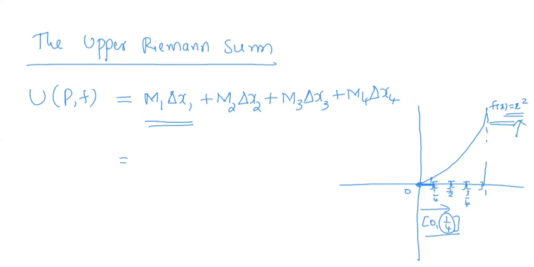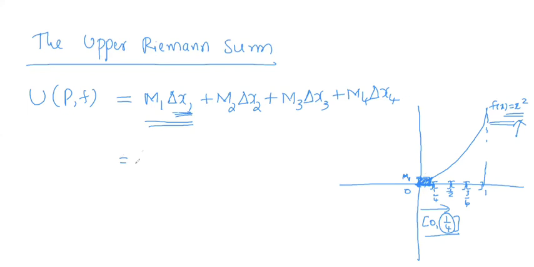Corresponding to this 1 by 4, the maximum value of f of x will be 1 by 16. So that is M1, capital M1. M1 is multiplied by delta x1, which is nothing but the length of the first interval. So this is length, this is breadth. So what will it give you? It will give you the area of this rectangle.